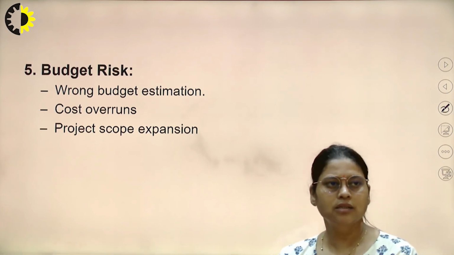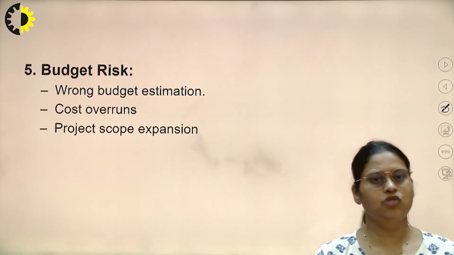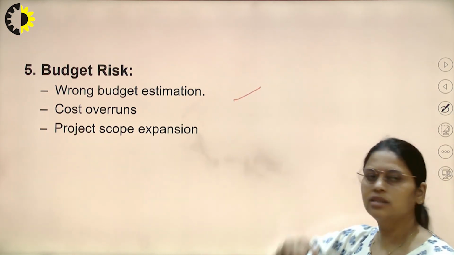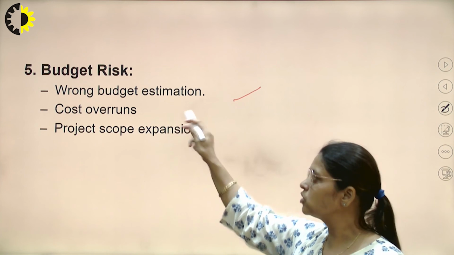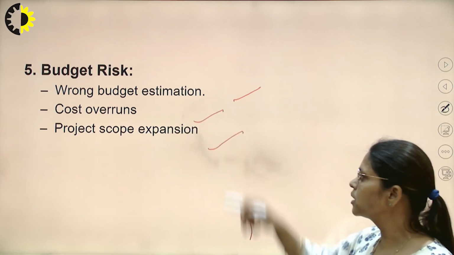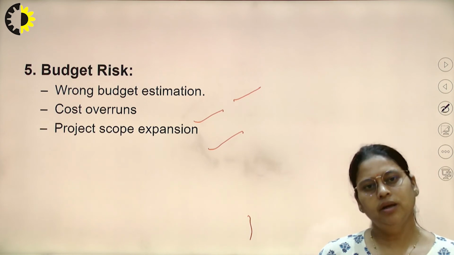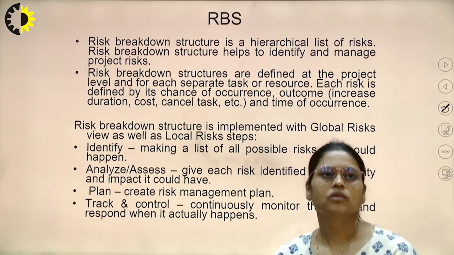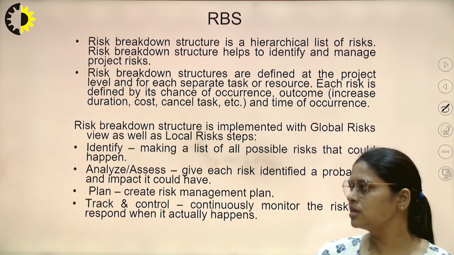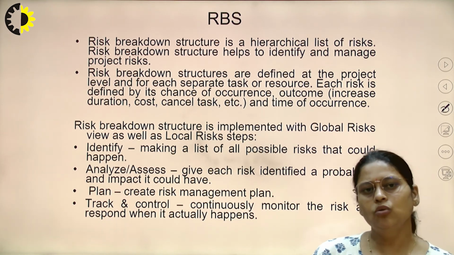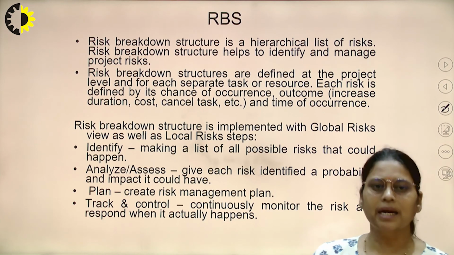And this is one of the major risks which we have considered, that is budget risk. If we plan the wrong estimation of budget, cost is overrun and project scope expands, then the cost automatically, or it may exponentially, increase. So these are some risks about the project. So we need to manage these risks.